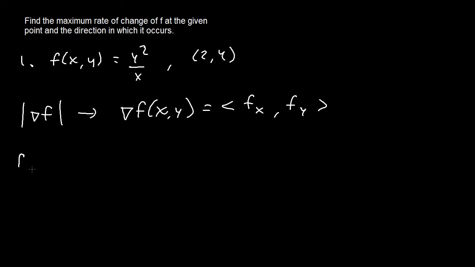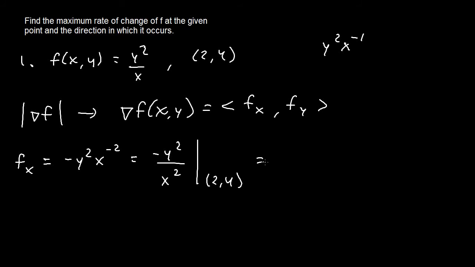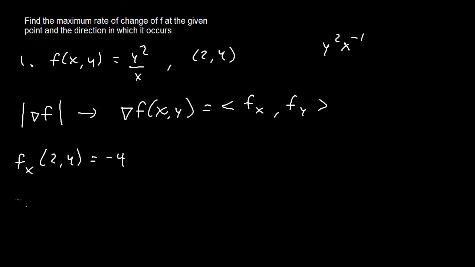So let's go ahead and first find f sub x, or the partial derivative of the function with respect to x. Now if x is treated as a variable and y is the constant, I can go ahead and rewrite y squared over x as y squared times x to the negative first, because now I can use the power rule. So when I use the power rule, the partial derivative is going to be negative y squared times x to the negative second, or negative y squared over x squared. And so if I go ahead and evaluate it at the point 2, 4, we will then get negative 4 squared, or negative 16, over 2 squared, which is 4. So we'll get negative 16 over 4, which is negative 4. So now let's go ahead and find f sub y.